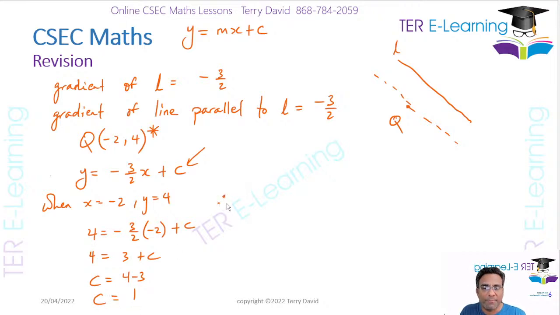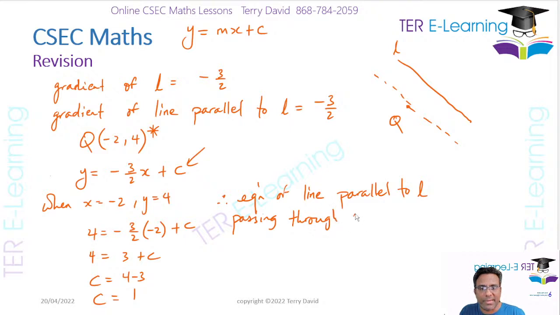So therefore the equation of the line passing through Q, right, is given by y is equal to minus 3 over 2x plus 1.